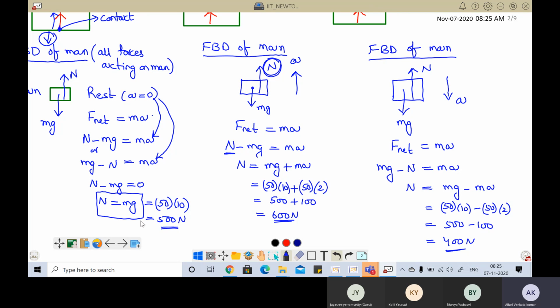So have you understood how to find out? In the first case, how much is the N? 500. Second case?